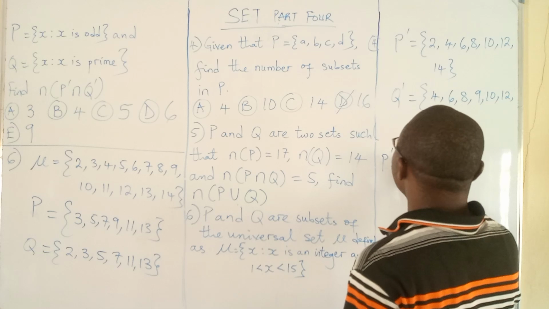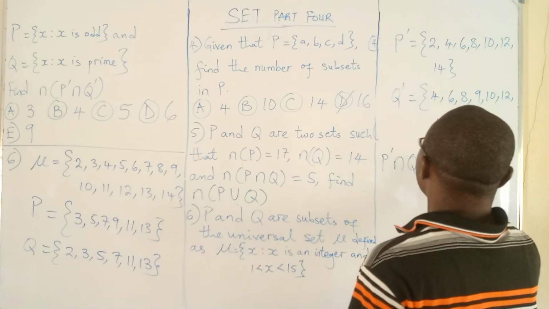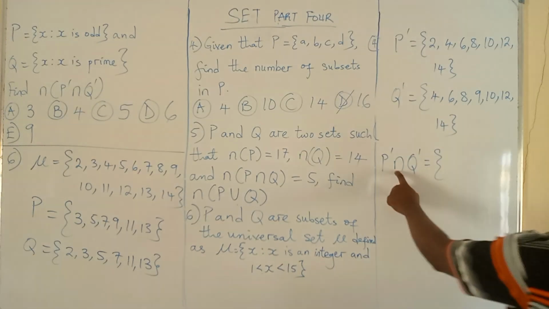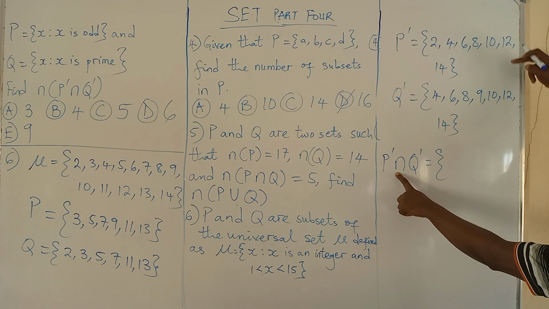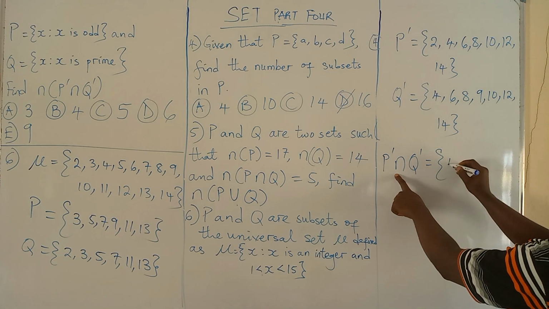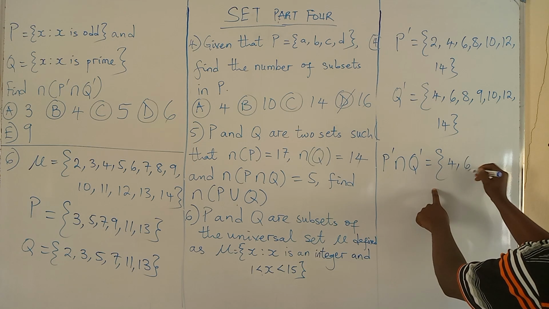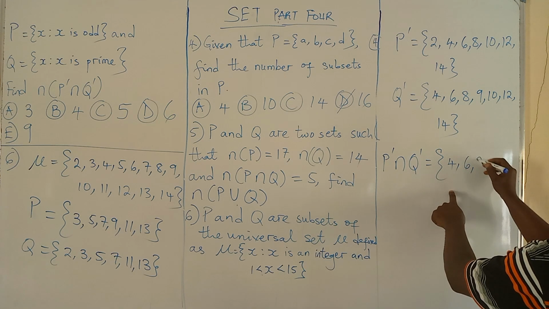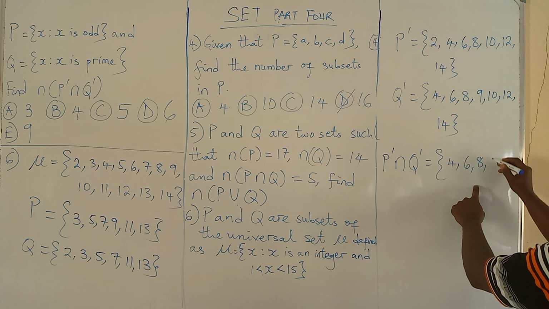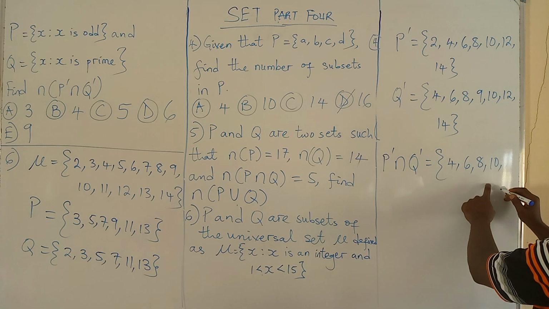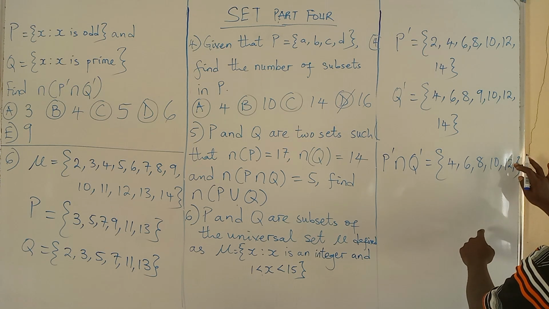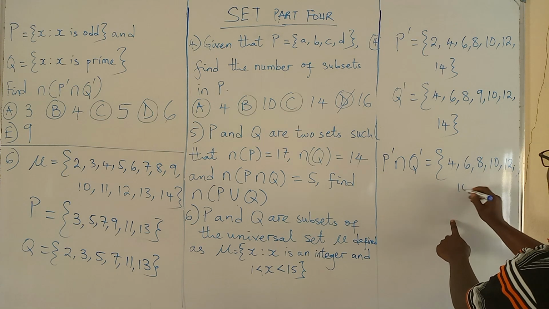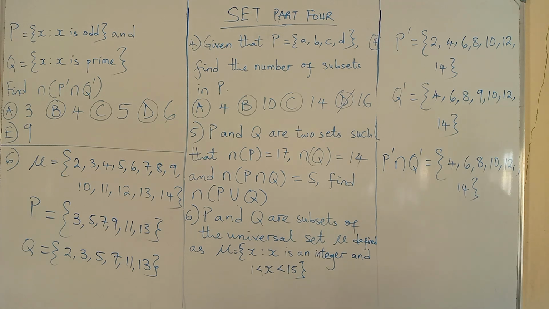So P complement intersection Q complement. Intersection refers to all the elements that the two of them have in common. They have 4 in common. They have 6 in common. They have 8 in common. They have 10 in common. They have 12 and 14 in common.